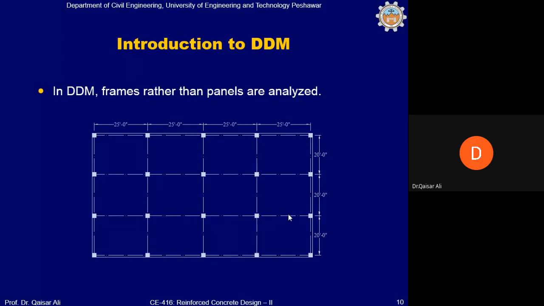However, there is one major disadvantage of the slab with beam system, and that is that the beam drops below the slab, which restricts the headroom. In other words, it increases the story height, from the center of one slab to the center of the slab above that, which is called the story height. So this story height is basically controlled by the drop of the beam.